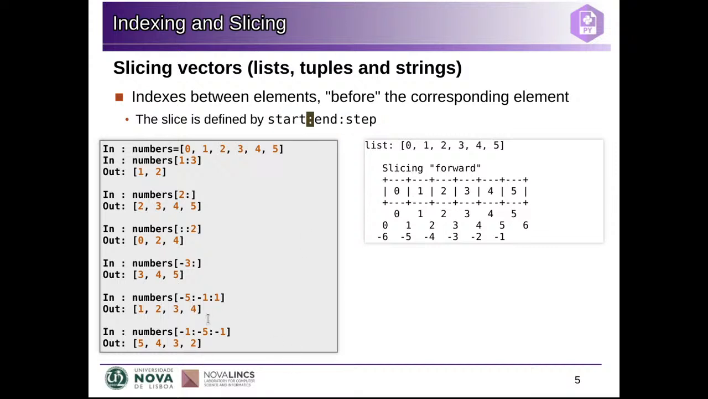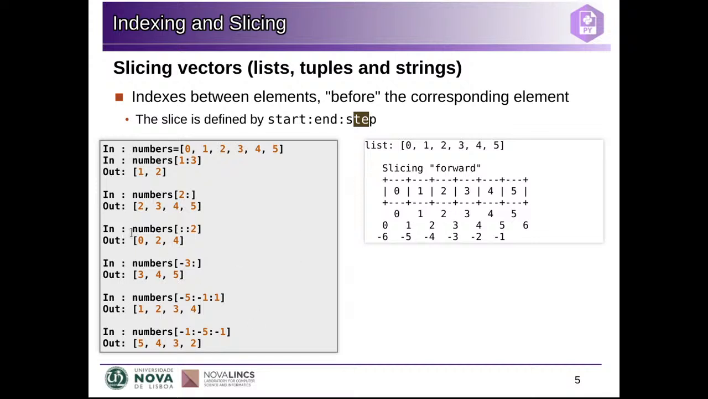So for example, in this case, we want to start at -5, go all the way to -1, and have a step of 1. So if we have this number, the slicing point at -5 is here, between 0 and 1. The slicing point at -1 is here, between 4 and 5. And if we have a step of 1, we want everything here. The step tells you how many you will skip. So if you give a step of 2, for example, you get every other element.